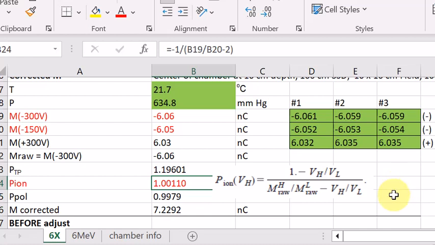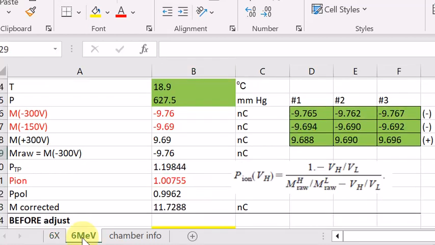This is very close to 1 as we expected, because in theory, for a good chamber, the output signal should be flat. And this is an example for a 6 MeV electron beam. We do the same thing, and we get the P-ion also very close to 1, 1.00755.